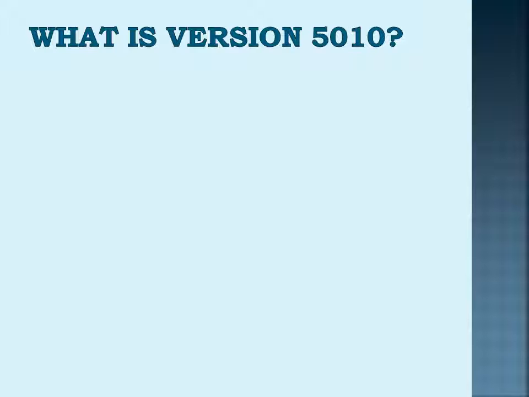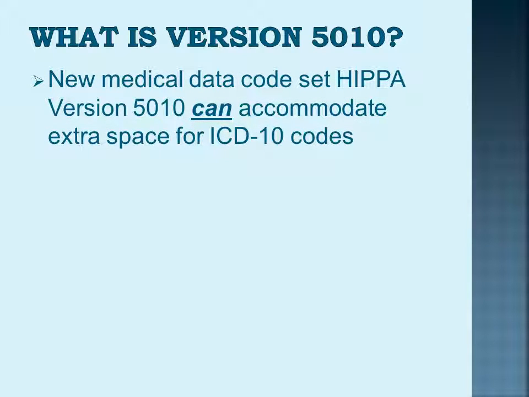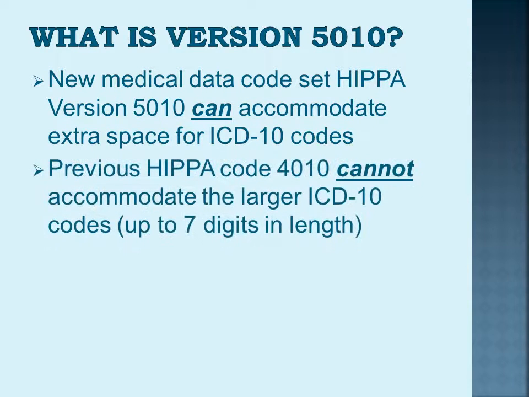What exactly is version 5010? Well, there is a new medical data code set, the HIPAA version 5010, and it can accommodate the extra space for the ICD-10 codes. These are the actual bills that are submitted to the insurance companies that have to have all the data on them for reimbursement. The previous HIPAA code 4010 could not accommodate the larger ICD-10 codes, which are up to 7 digits in length. So once the HIPAA version came into being, ICD-10 implementation needed to be rolled out.